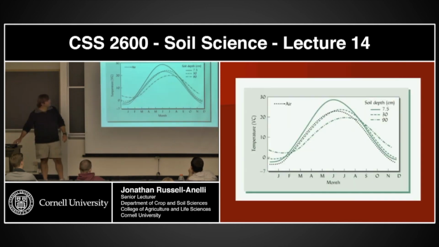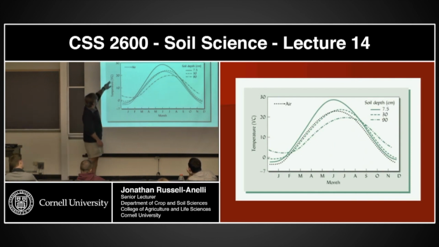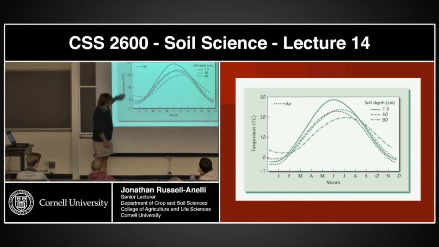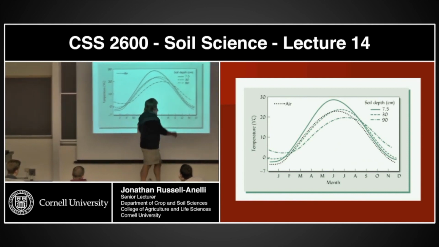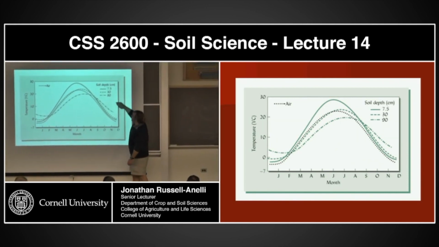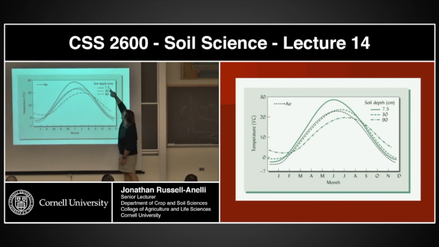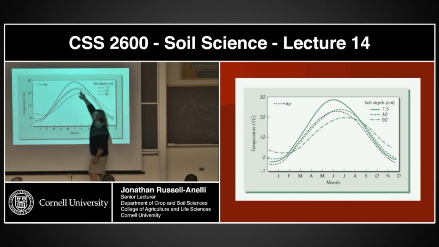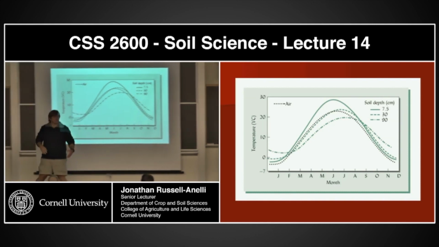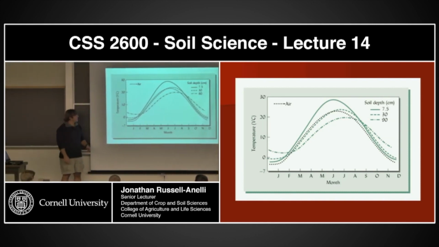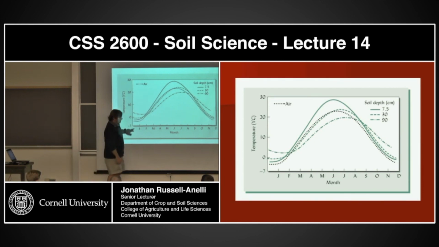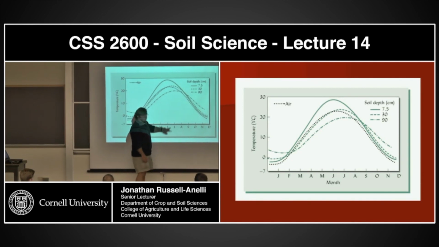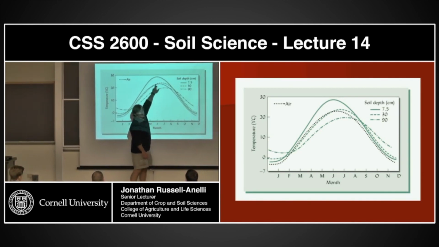Let's keep going. Okay? This is out of your book, and basically what you're looking at here is temperature in Celsius going up here, and the months of the year. You have a variety of different temp depths here. You have basically 7.5 centimeters, 30 centimeters, and 90 centimeters. The black dot, that line, basically represents the air temperature. Okay? Air temperature, January, December, pretty cold. June, July, August, warm.